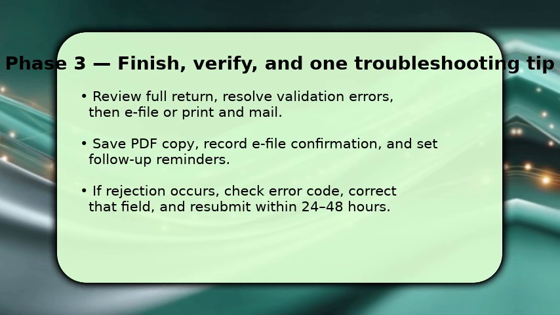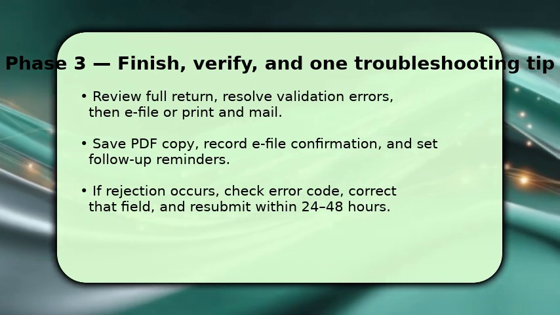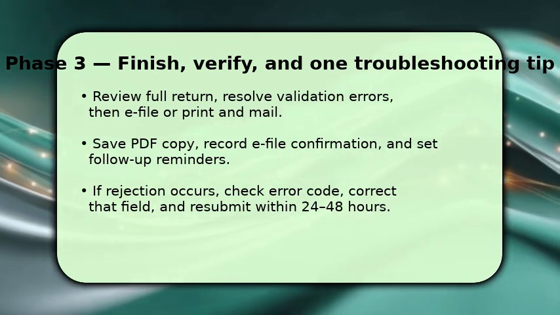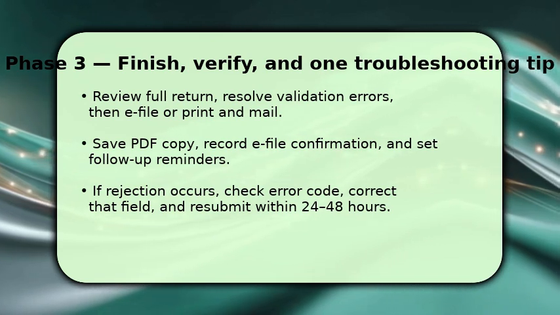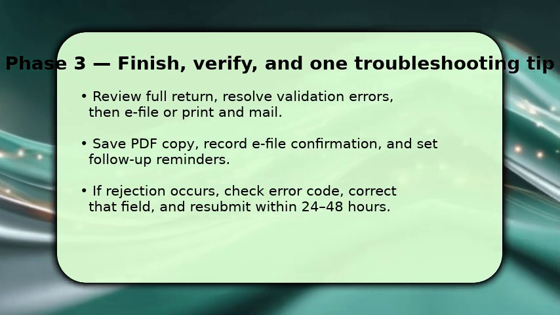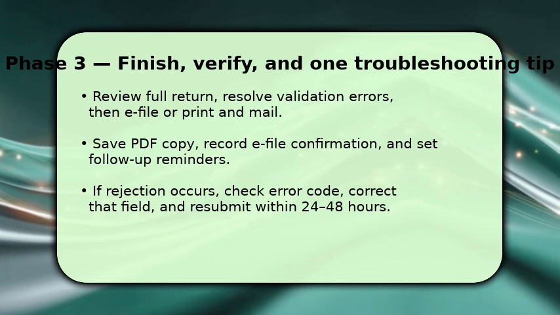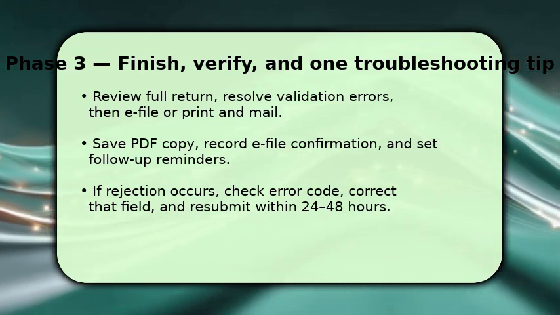Once submitted, save the PDF and note the e-file confirmation number. That proves you filed. If the system rejects your return, read the rejection code, correct the specific field it references, often a mismatched SSN or amount, and resubmit.